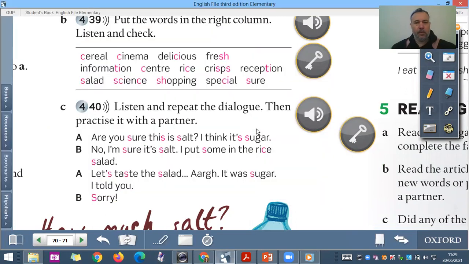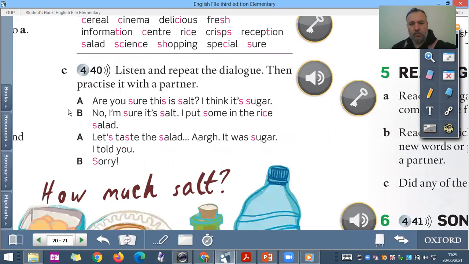Are you sure this is salt? I think it's sugar. No, I'm sure it's salt. I put some in the rice salad. Let's taste the salad. Ah! It was sugar, I told you. Sorry.